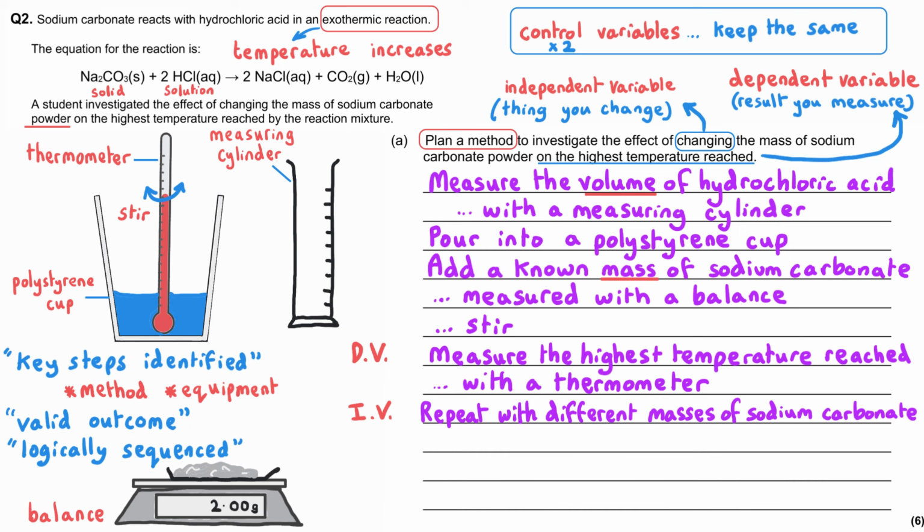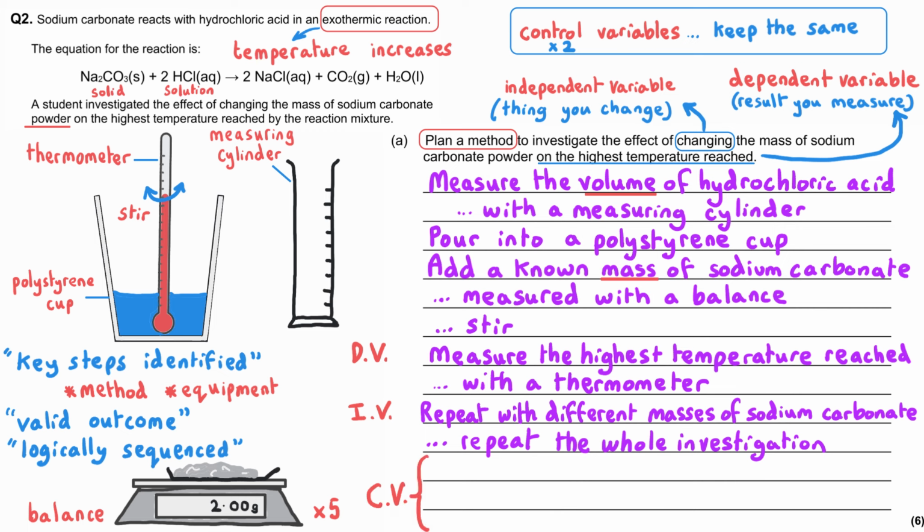And realistically, to be confident that you've achieved a valid outcome, you would aim to do 5 different masses of sodium carbonate in total. And then, once you've done this experiment once through with your 5 different masses of sodium carbonate, you would repeat the whole investigation again. This would allow you to spot any results that were anomalies. That means that they didn't fit in with the general pattern, and then you could calculate a mean for the highest temperature reached.